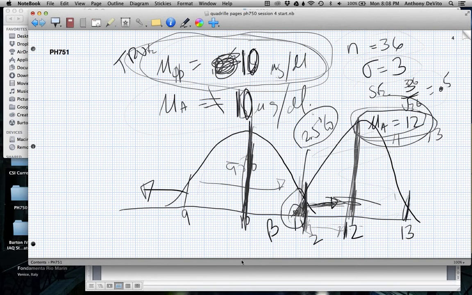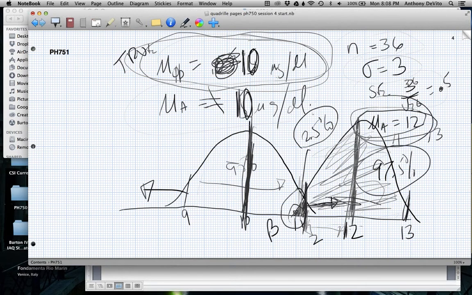What's my power in this situation? The power is the percentage of the time that I would reject, which is the rest of this curve. Which is how much? 97.5%, that's 1 minus beta. So that's pretty good. 2.5%, yes, 0.025 is the beta error.